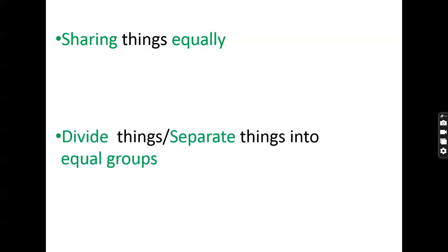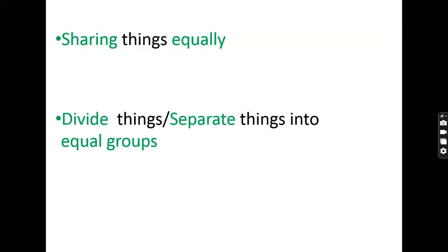When we want to share things equally, or if we want to divide things and separate things into equal groups, that means we are talking about what? Yes, I heard you. Thank you so much. We are talking about division. So let's remember what we should do.